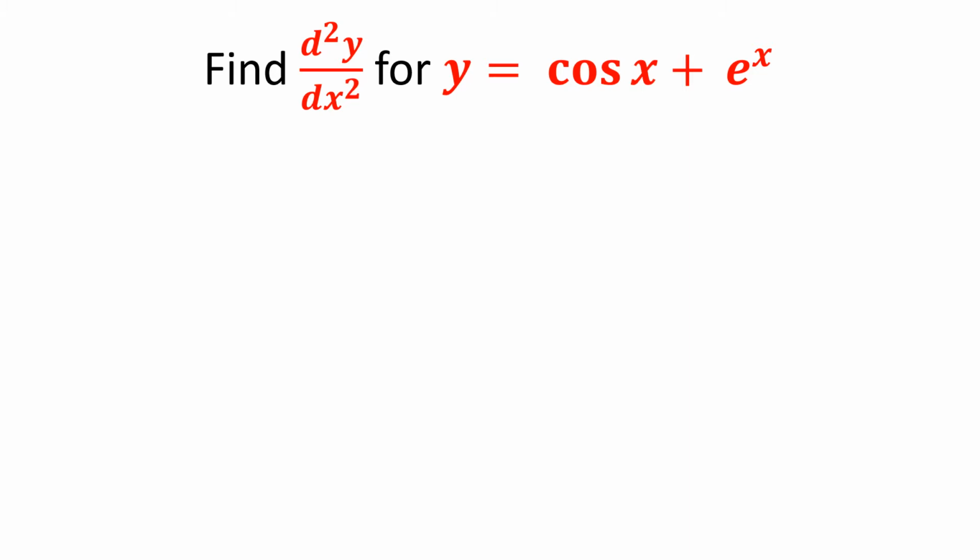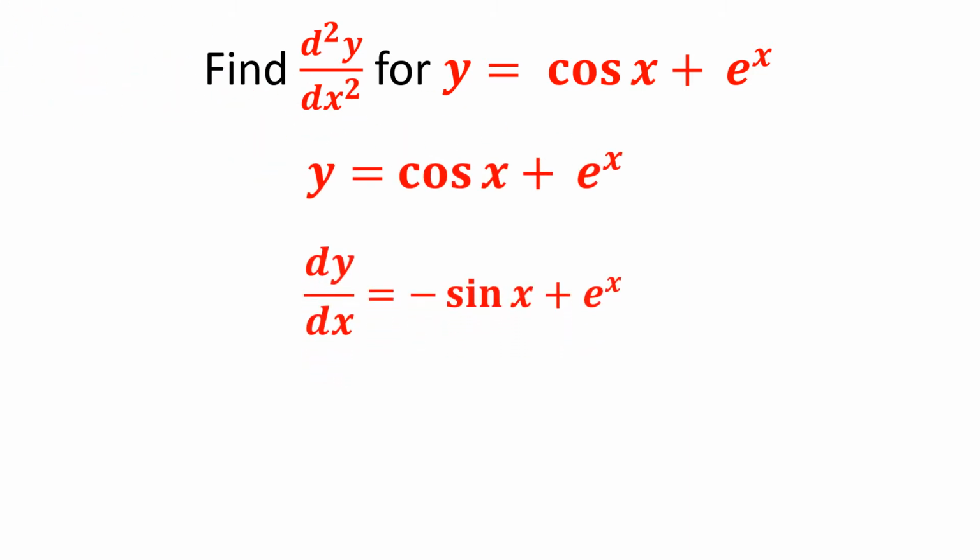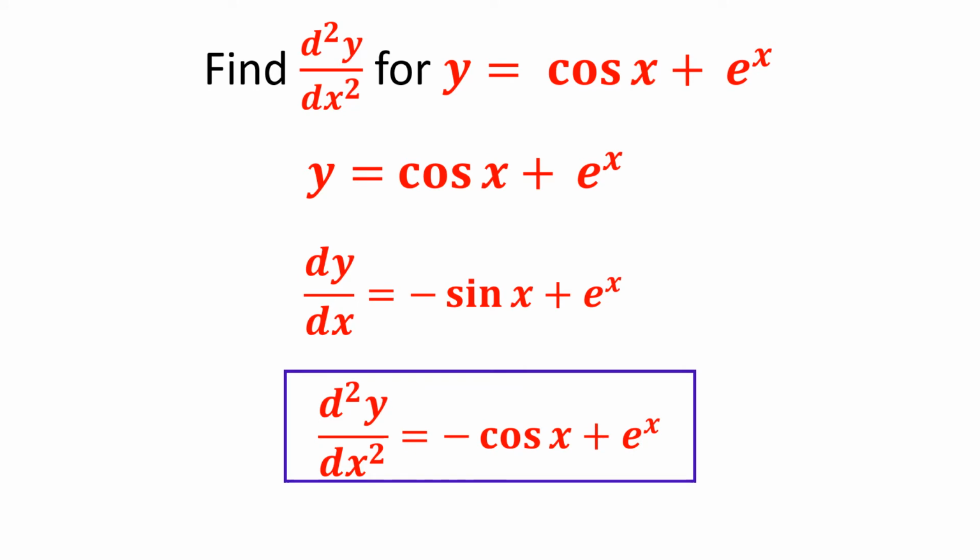Let us have one example. y is equal to cos x plus e power x. You know how to find the first derivative. Derivative of cos x is minus sin x and derivative of e power x is e power x. You have to differentiate it once again. Derivative of sin x is cos x and derivative of e power x is e power x. Therefore, the second derivative is minus cos x plus e power x.